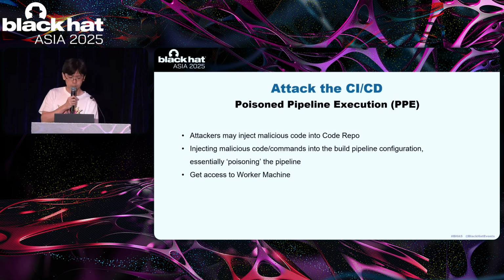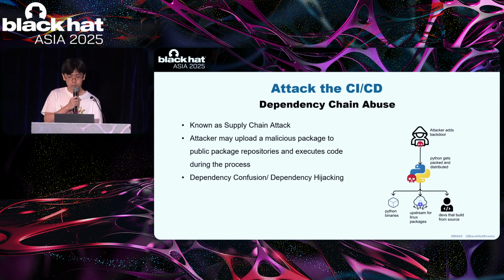One famous way to attack CI/CD is called poisoned pipeline execution, which is PPE. And attackers may inject malicious code into the code repo. They pull it into a pipeline configuration, essentially poisoning the pipeline. And they have access to the worker machine by leveraging the PPE. And dependency chain abuse, which is also another common way to attack, is also known as supply chain attack. An attacker may upload a malicious package to public package repositories and execute code during the process.